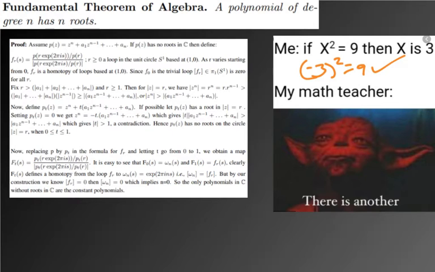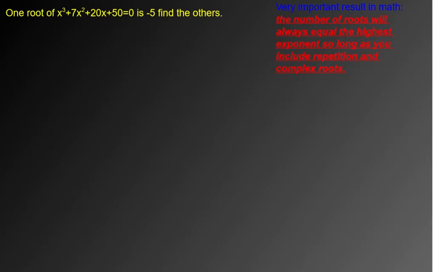And one of the things that we're going to do first is start working with that idea. So given this one, we have an x cubed. And since it's a cubic, we know right off the bat there's going to have to be 3 roots, okay? It's a little hard to read, but this says, very important result in math. This is just what I was saying. I just wrote it down right here. So the number of roots will always equal the highest exponent, and you may have to include repetition.